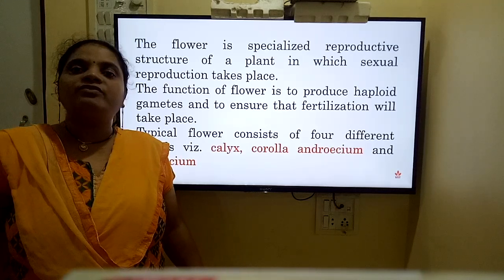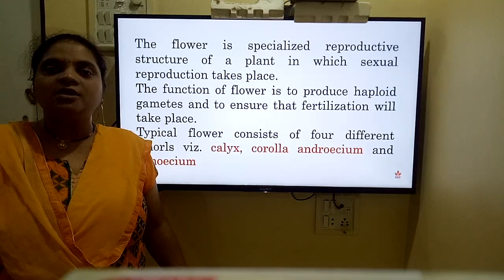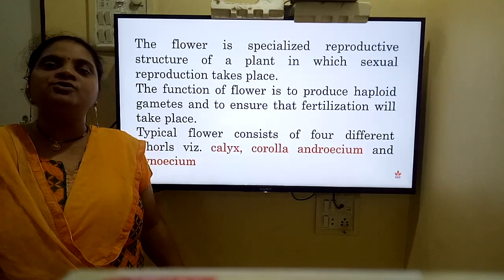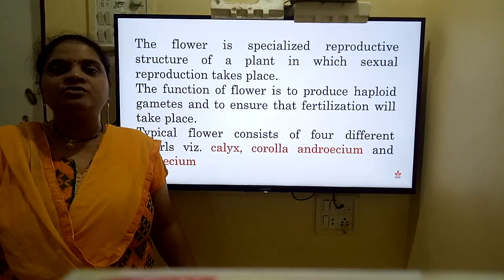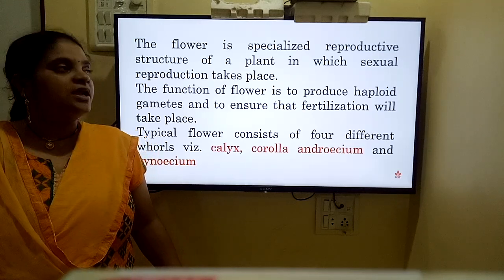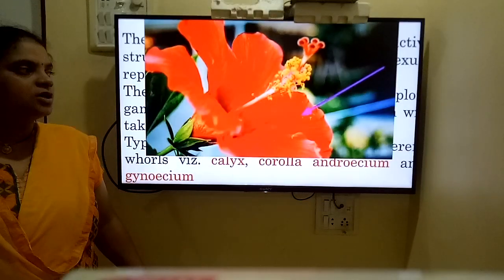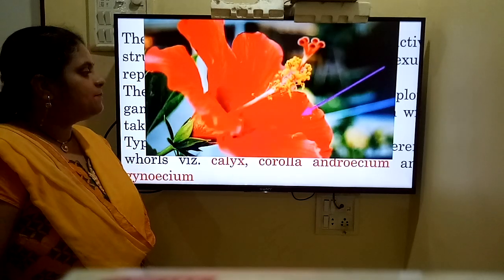Now a typical flower possesses four different whorls: calyx, corolla, androecium and gynoecium. Calyx and corolla are the accessory whorls, androecium and gynoecium are the essential whorls. So let us see in the picture. This is the typical flower. We can also say that it is a hibiscus.